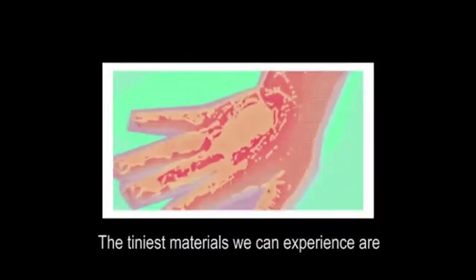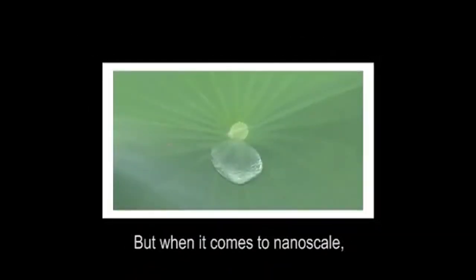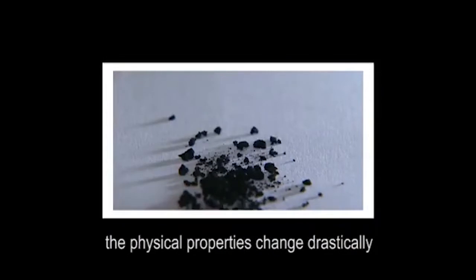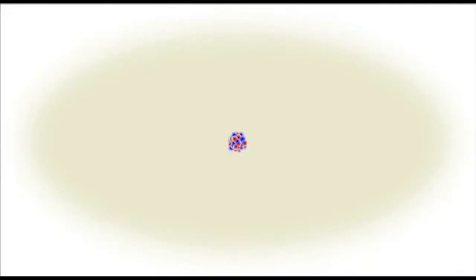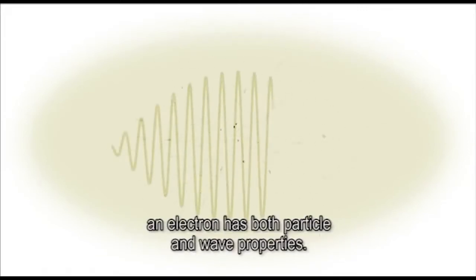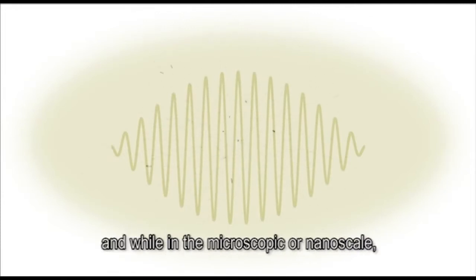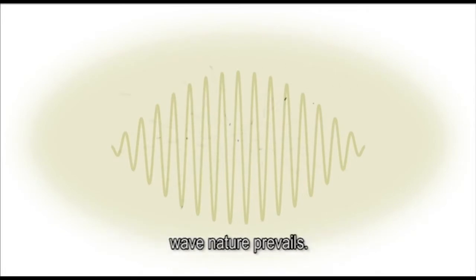The tiniest materials we can experience are within a millimeter to a micrometer. But when it comes to nanoscale, the physical properties change drastically from what we have seen in daily life. According to quantum mechanics, an electron has both particle and wave properties. In the macroscopic world, the particle nature prevails, while in the microscopic or nanoscale, wave nature prevails.